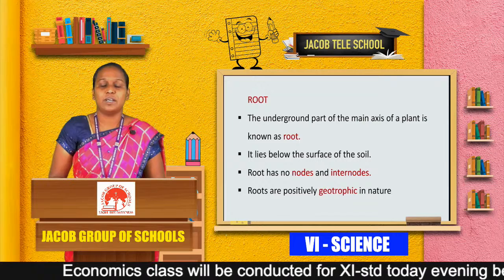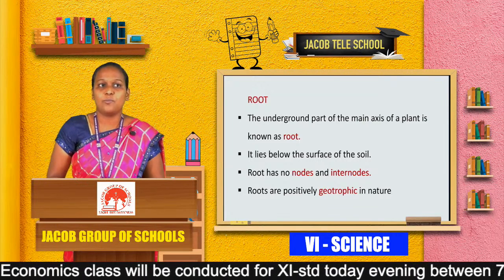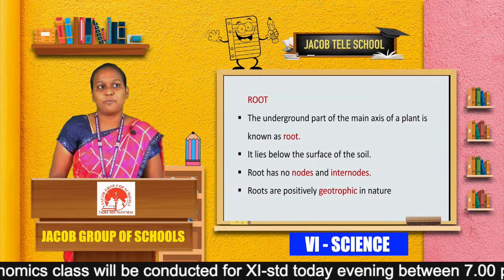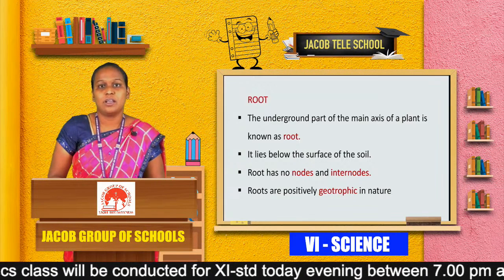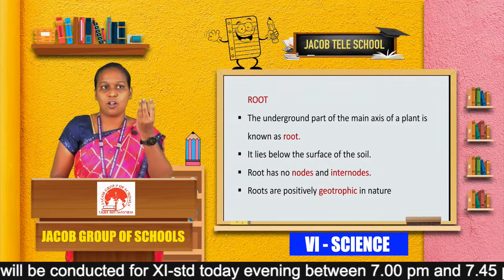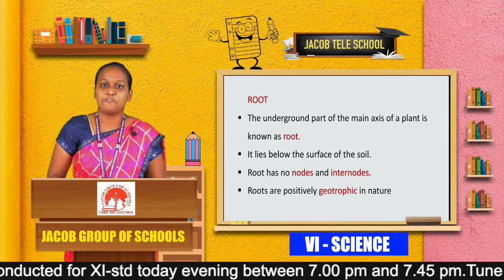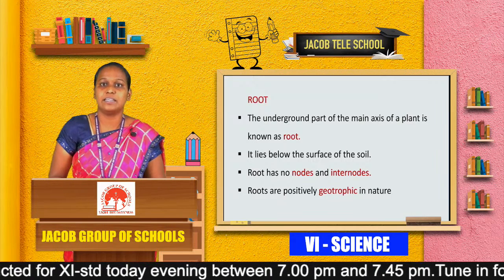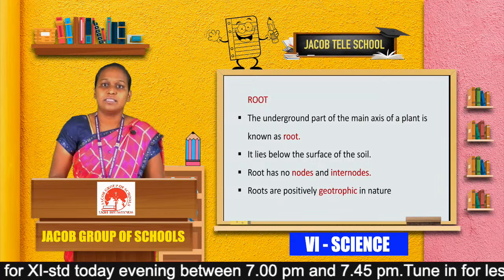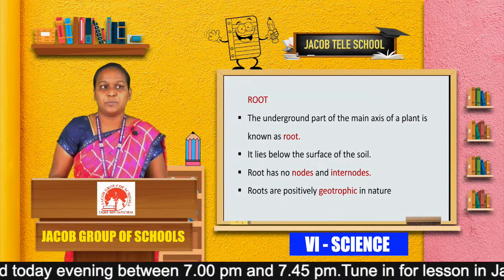Okay, the first part of the plant we are going to see is root. The underground part of the main axis of a plant is known as root. Have you seen the root, children? So the underground part of the main axis is called a root. Where does it lie? It lies below the surface of the soil. Surface, that is, below the ground it is present.